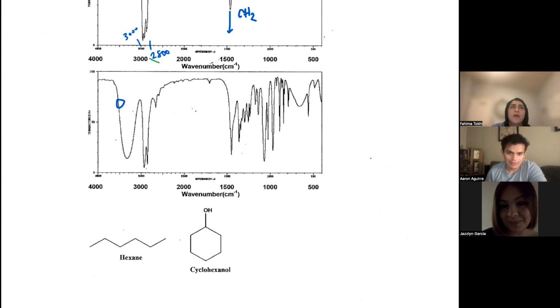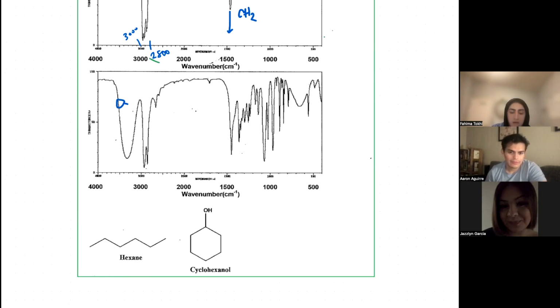So this next one, this bottom one, is very obviously OH, but if you don't know that, OH's frequency is, why did I lose the table? It's 3200 to 3650. So if you're looking at that range, you could say it's about from here to here. That'll help you determine that.